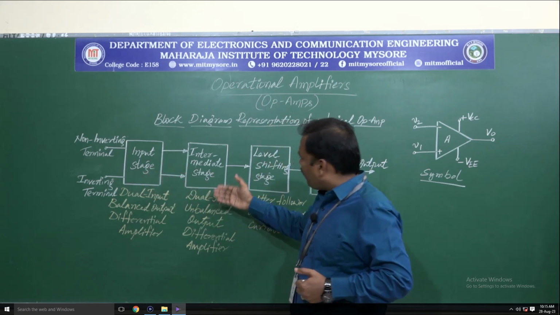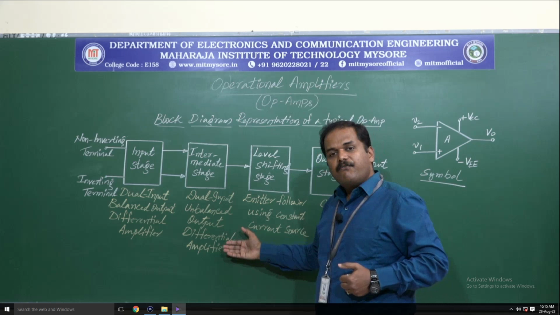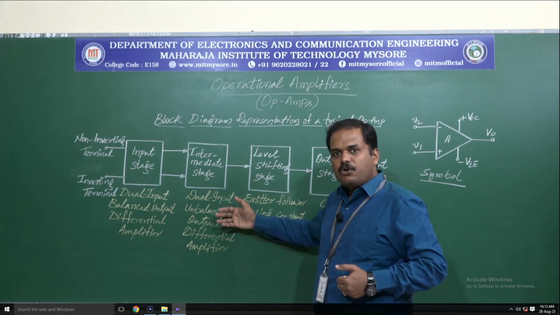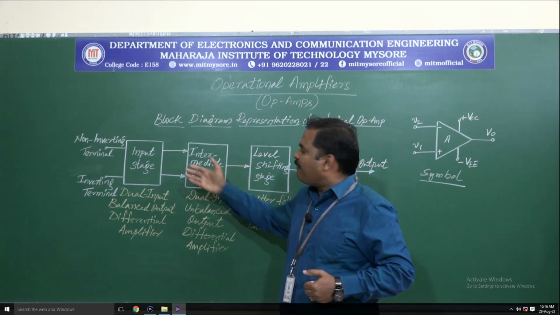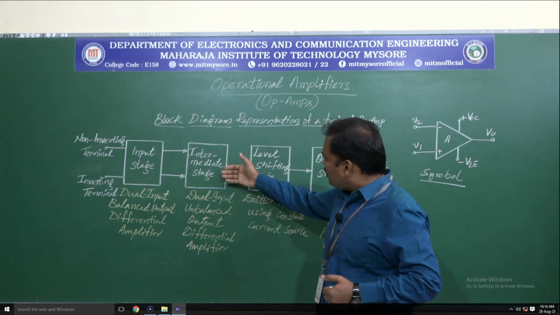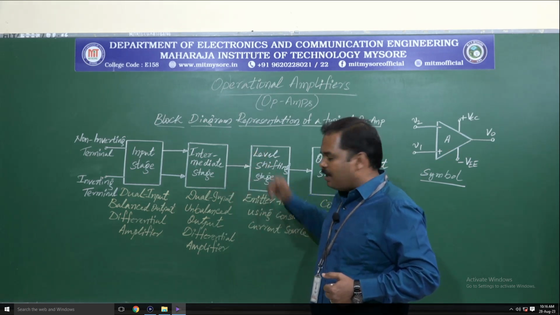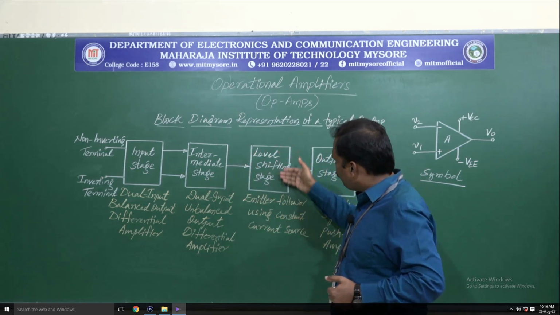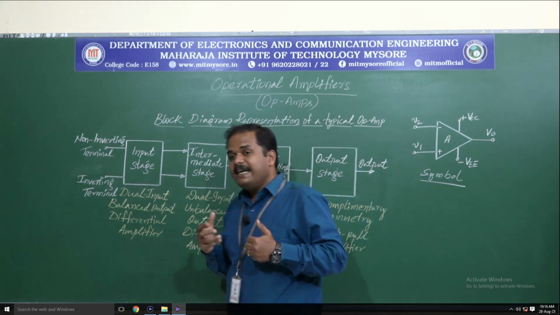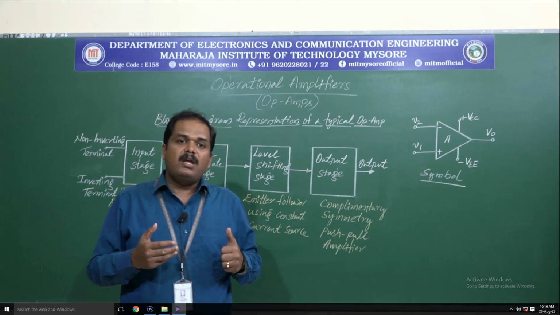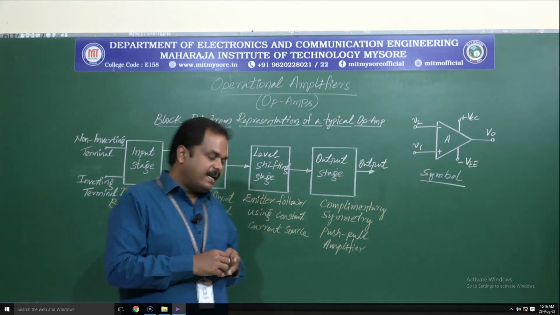This will be followed by an intermediate stage, which is once again a differential amplifier. This boosts the voltage gain of the op-amp after the first stage. The second stage provides an unbalanced single output, which is given to the level shifting stage. The output provided by the intermediate stage will be well above the ground level, and the logic levels need to be adjusted.